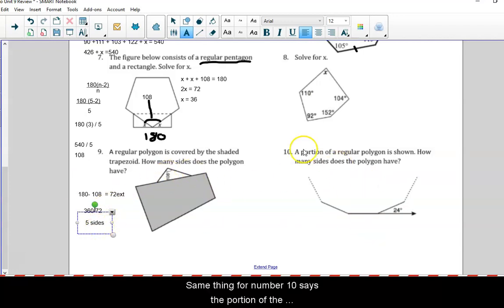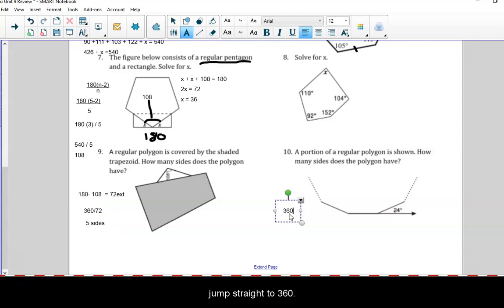Same thing, number 10 says a portion of the regular polygon is shown. How many sides does the polygon have? Now, they're giving you the exterior angle. That's fantastic. Remember, exterior plus interior equals 180, so we did 180 minus 108 in the last one. Here they gave us the exterior angle, so we're just going to jump straight to 360 divided by the exterior angle.